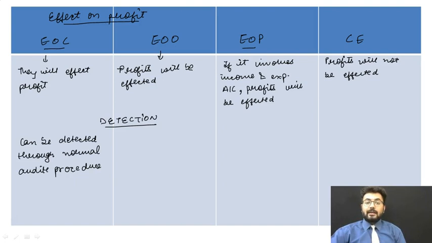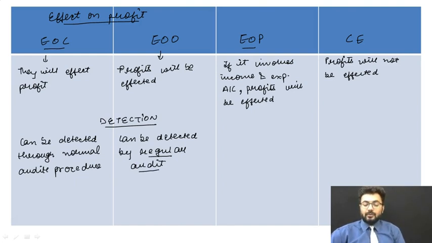If you want to find an error of omission, it can be detected by regular audit. For this, you need a regular audit. That means a continuous audit is required at your end. Now, moving on to the next.